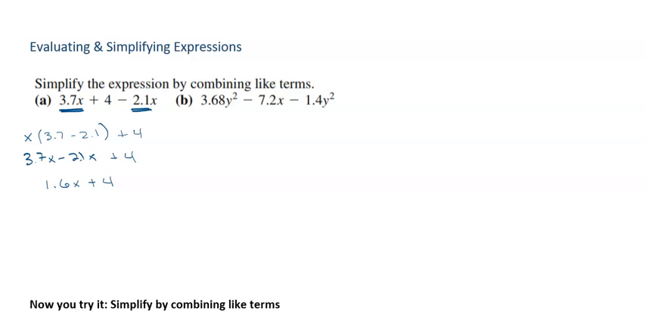The next one, I'm going to underline the like terms and put them together, so we get 3.68y squared minus 1.4y squared, and then minus 7.2x, and it doesn't have anything else to go with it. So you're just going to take 3.68 minus 1.4, and you get 2.28y squared minus 7.2x.